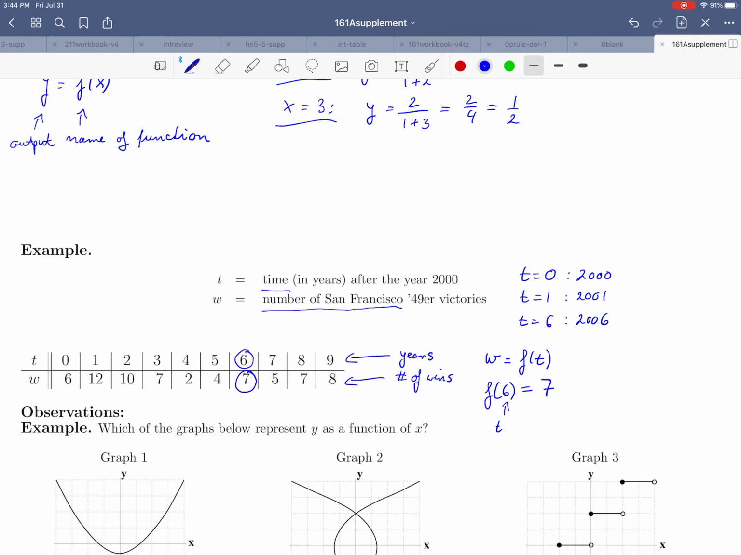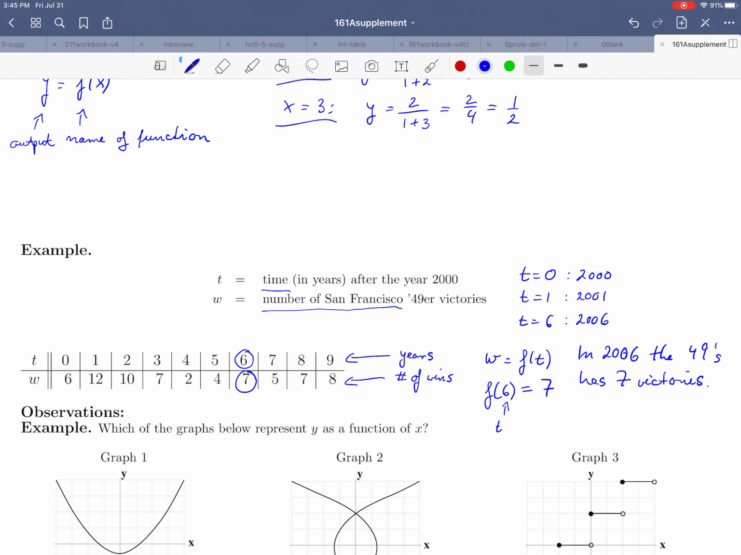And so we have the statement f of 6 is equal to 7. And what does that mean? It means that in 2006, the 49ers had 7 victories. I believe that is correct. And we could make similar statements for any of the other entries.